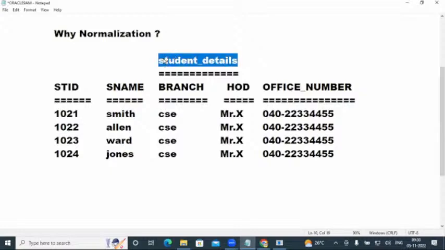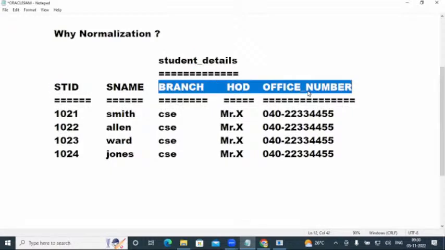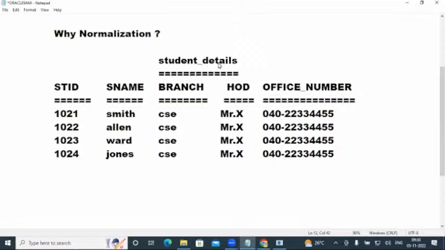I'm not storing only students' data. Along with the students' data, I have branch data also. That means here student and branch details, both different related information. Student and branch, both of these informations I'm storing under one single table. Understand? One single table.